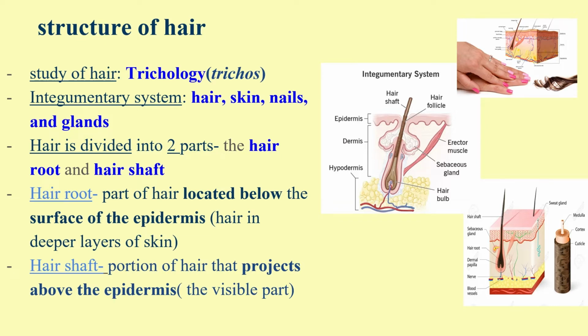Hair is divided into two parts, the hair root and the hair shaft, which we'll be covering both of them today. The hair root is the part of the hair that is located below the surface of the epidermis, in the deeper layers of the skin. The hair shaft is the portion of the hair that projects above the epidermis, which is visible. Remember, the hair shaft projects above the epidermis, which your eyes can see. That is visible. And your hair root is below the epidermis.